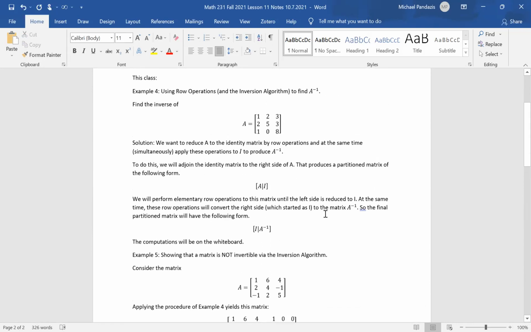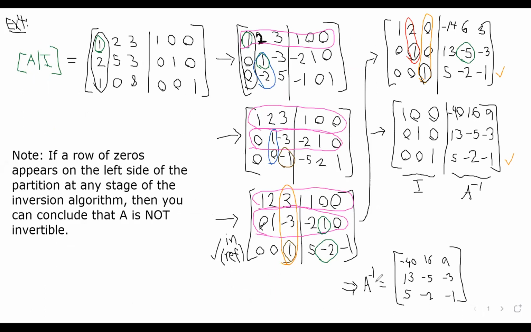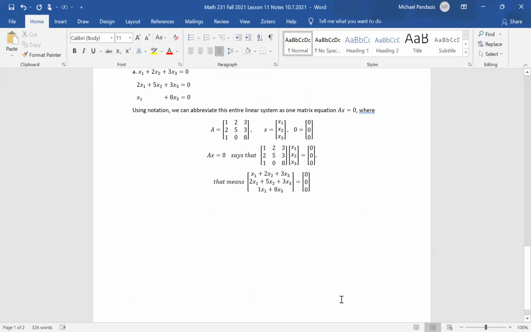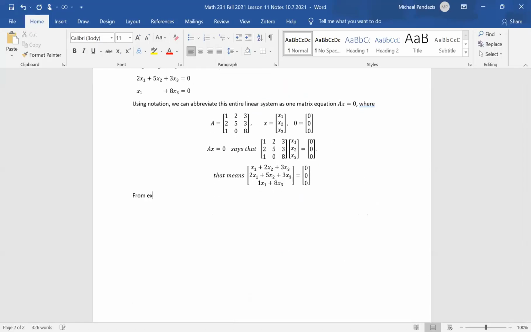What we found in example 4 was the inverse of it. I'll just quickly go to the whiteboard. So in example 4, we found an A inverse for it. The inversion algorithm told us that A has an inverse, and we found what it was. So we know from example 4 that the matrix we're looking at now, the same matrix, is invertible. So from example 4, we know that matrix capital A here is invertible.